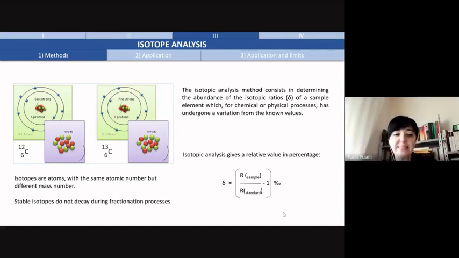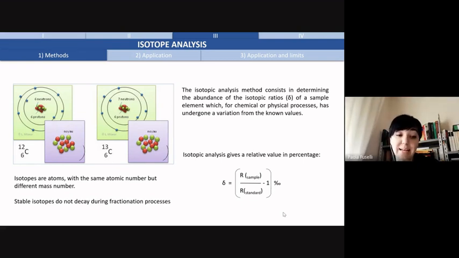The isotopic analysis method is based on the principle that the isotopic composition of fossils reflects that of the food consumed in life, and that the food has distinct isotopic signatures. Isotopes are atoms with the same atomic number but different mass number. This difference in weight is at the origin of the different behavior following physical processes. The isotopic analysis, therefore, consists in determining the abundance of the isotopic ratios of an element with respect to known values.